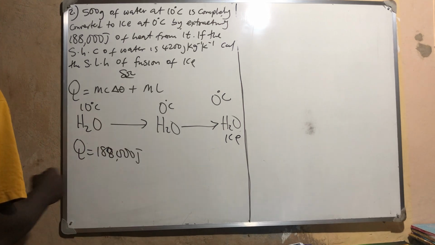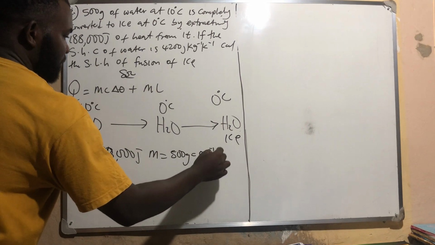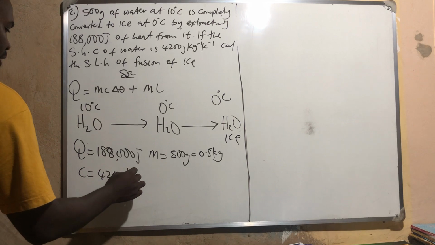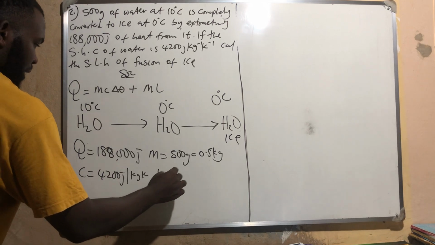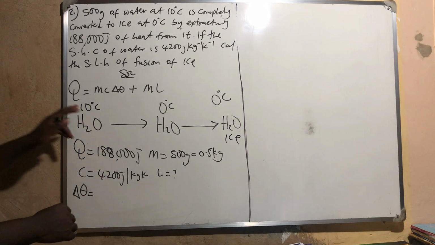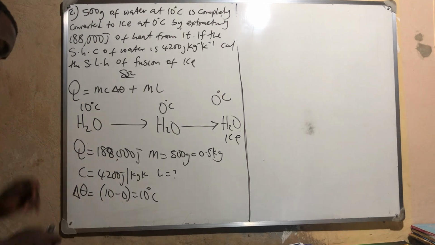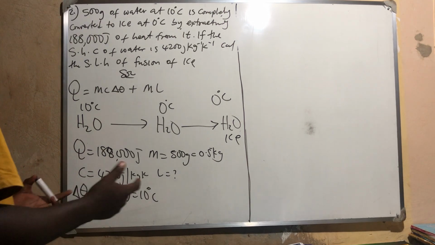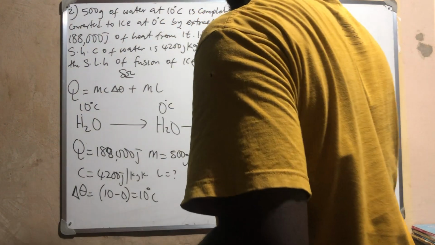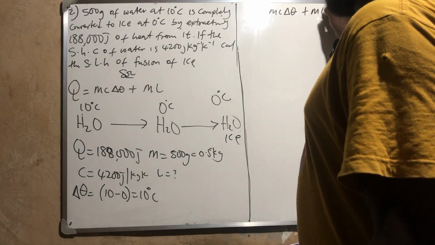188,000 joules. Okay, my M, the mass is 500 gram, which is 0.5 kg. Okay, my C, even if we are not given, we know is 4,200 joule per kg per Kelvin. Okay, and then we're asked to get our L. Then we know that the change in theta here is from 10 to 0. That is 10 minus 0, which is 10 degrees Celsius. Okay, that is my change in temperature there, from 10 to 0. So we now have a formula that says from here, our Q is equal to MC change in temperature plus our ML.